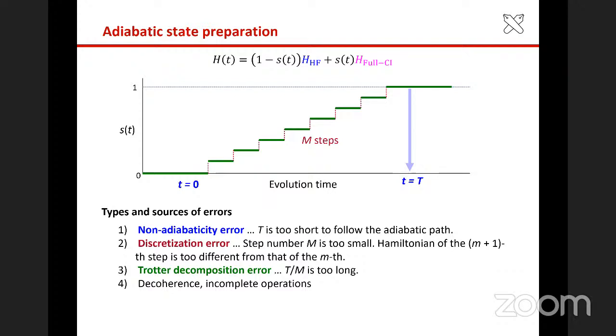So we have to know what the types of sources of error are. There are several types. One is the non-adiabatic error, which means that this large T is too short to follow the adiabatic path. Another source of error is the discretization error, which means that this number n is too small. Because we have to simulate the time evolution operator using a Trotter decomposition, we have some Trotter error. And of course, if we use real hardware, we have some decoherence or incomplete operations. So of course, we have some errors.